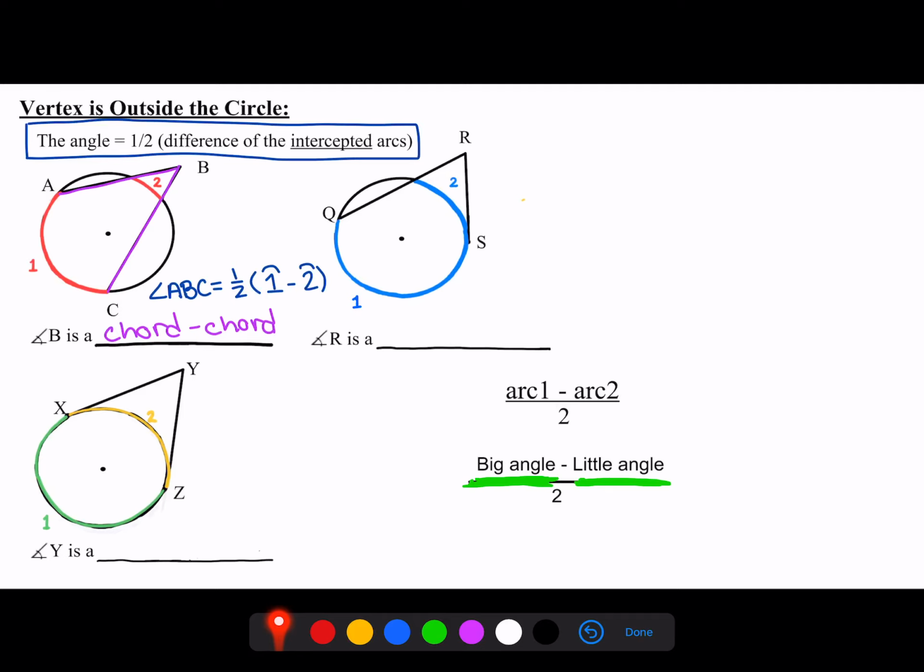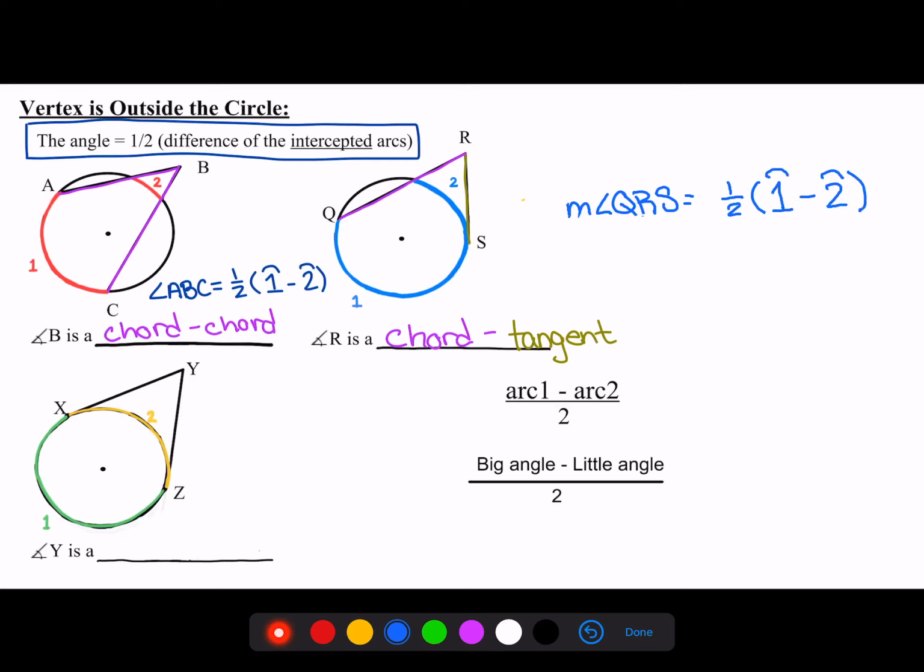So with the second one, angle R is a blank. Looking at this, RQ is a chord. RS is a tangent. So this would be a chord tangent. And again, we do the same exact formula. Measure of angle QRS is equal to 1/2 of arc 1 minus arc 2. And that's all we have to do for these.